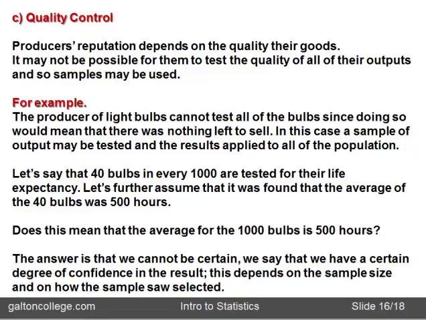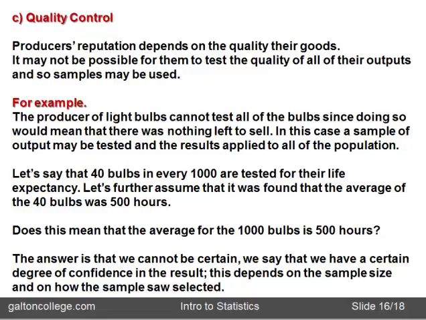Does this mean that each of the sample has an average of 500 hours? Does that mean that 1,000 light bulbs would have the same? Well, not really. It might be different. It depends on the size of the sample, and it depends on how the sample was selected. But it might vary. So we might have this idea of the degree of confidence. The degree of confidence in the result.